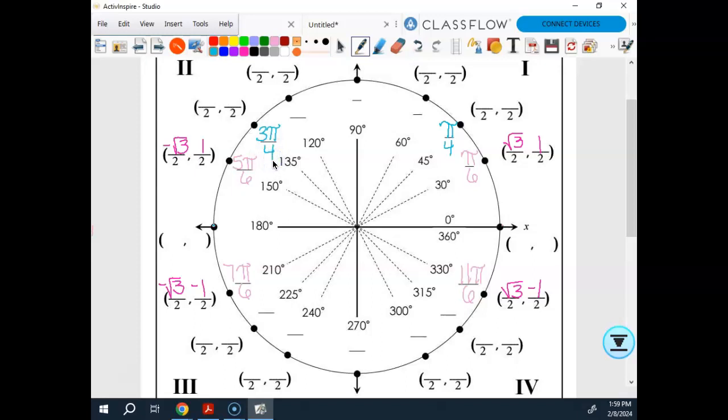So then what do you think about your third quadrant angle? 5. 4 plus 1 is 5. Okay, 5 pi fourths. Yes. This is 4 pi fourths, right? If I go forward 1, that gets me to 5.